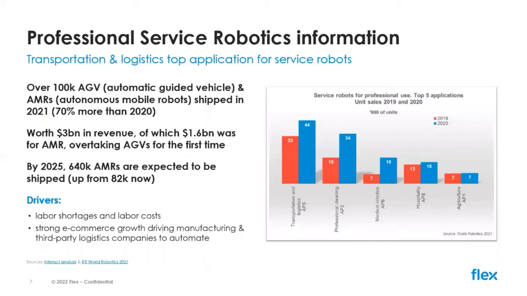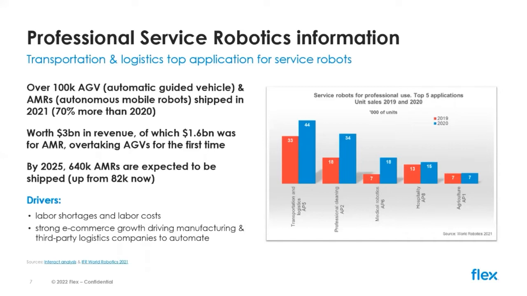So looking at that market as a whole, so this is purely now the professional service robotics marketplace. The overall market for this is in excess of $100 billion. It's huge. But if we break it down a little bit, when we look at the automated guided vehicles and autonomous mobile robot marketplace, so the AGVs and the AMRs, in 2021, according to the reports here by the IFR World Robotics report, they shipped over 100,000 of those to the marketplace, which was 70% higher than 2020. So there's huge growth in this area.